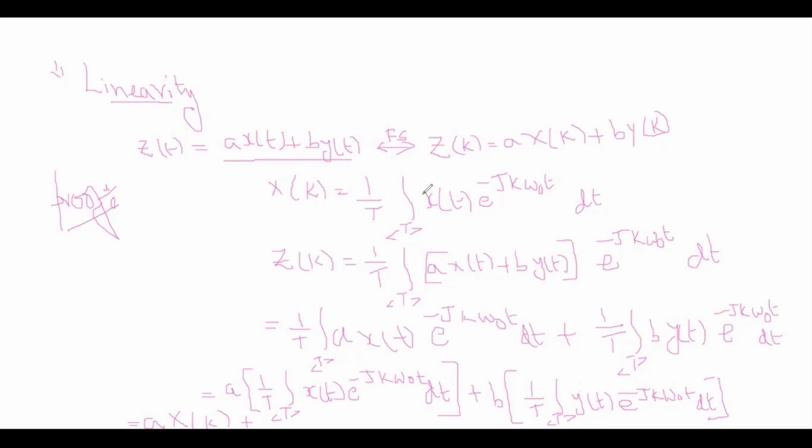So when it is x of t as a signal, the coefficient is x of k. When the signal is y of t here, the coefficient is y of k. So a into x of k plus b into y of k. So that only we have to show that z of k is equal to a into x of k plus b into y of k. This is the first property in the Fourier series, the linearity property.